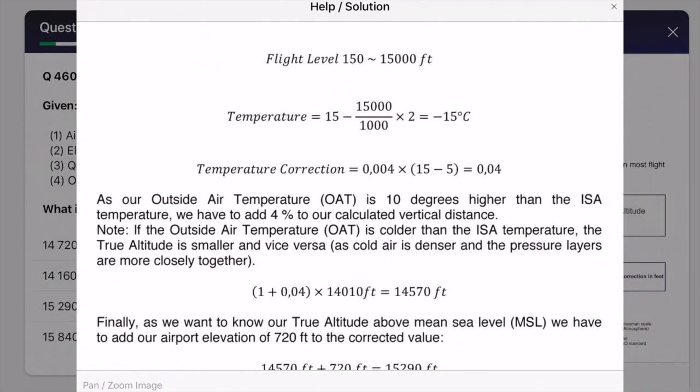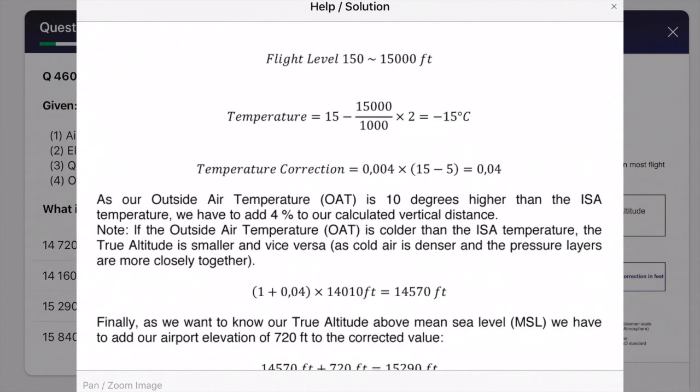You can see here the calculation. Temperature correction is the factor 0.004 times 15 minus 5. These are the 10 degrees difference, equals 0.04. So to make it short, we have to add 4% to our calculated vertical distance to this layer of air.